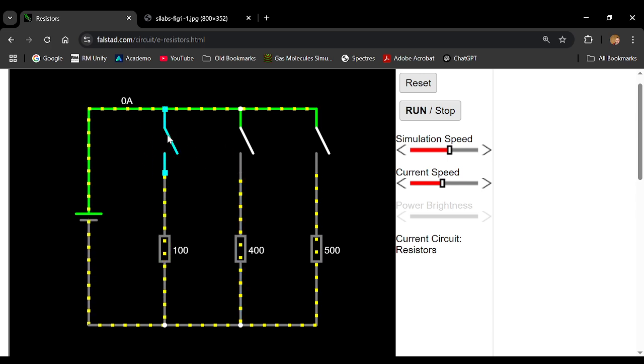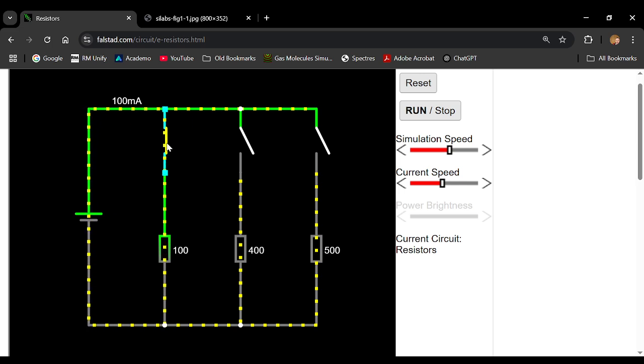Let's turn this off. Let's go to the 400. 10 divided by 400 is 0.025, so 25 milliamps, and fewer lorries per second. You can see here that the yellow dots are going slower. Turn this one off. 10 divided by 500 is 0.02 amps. So that's going to be 20 milliamps. Again, slower still. So each resistor will determine the current that comes out of the cell or the battery.